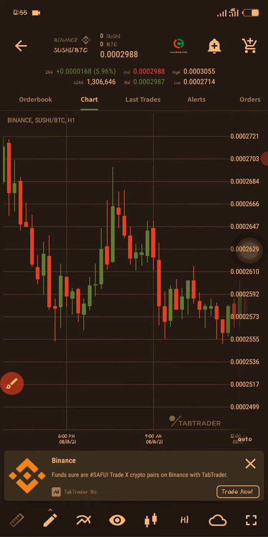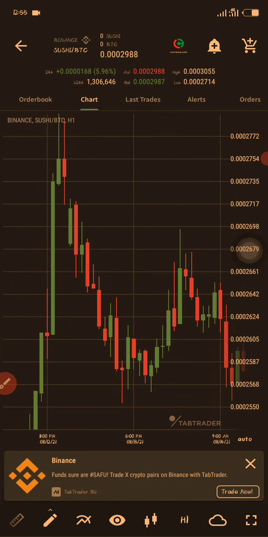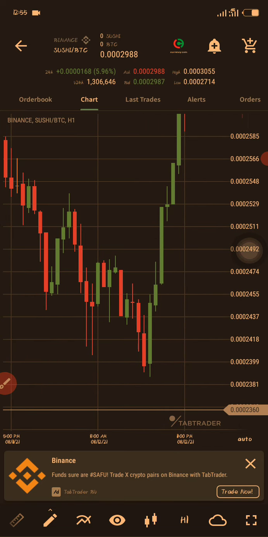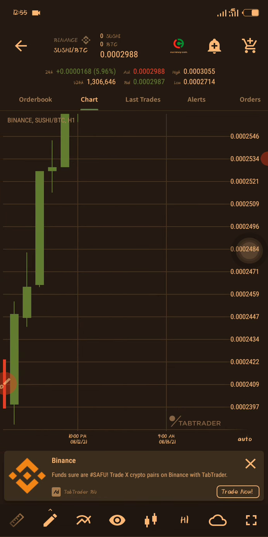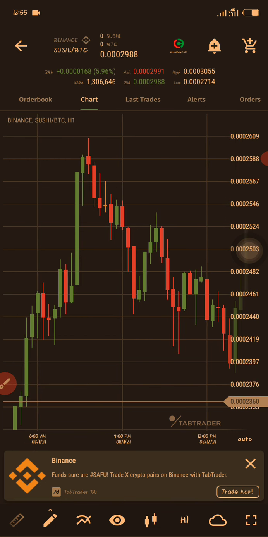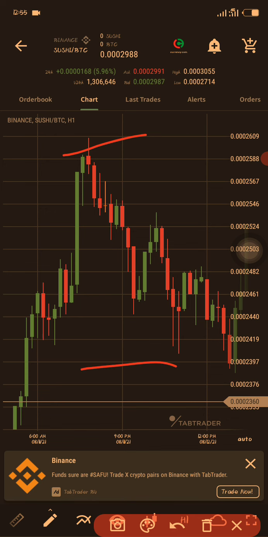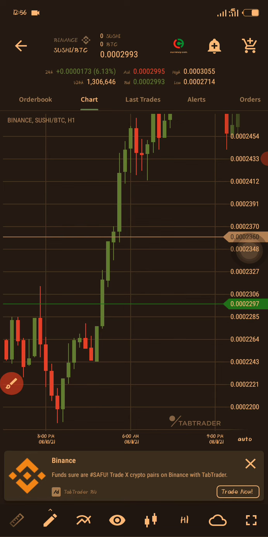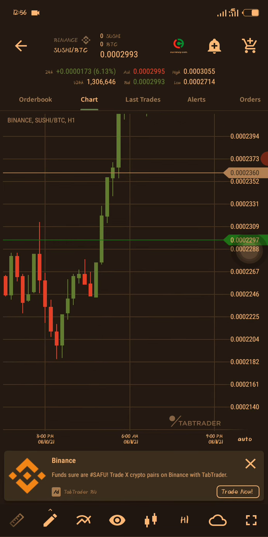For now, we still have a flatted hammer. Yeah, sorry, shooting star. So that's what shooting star does. Once you see it, this is an inverted hammer. This is an inverted hammer.